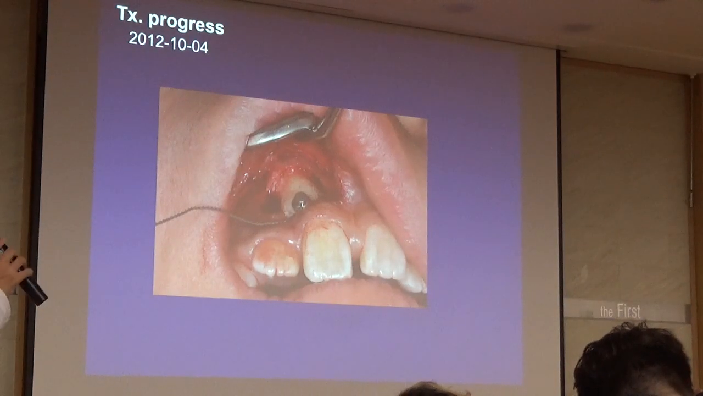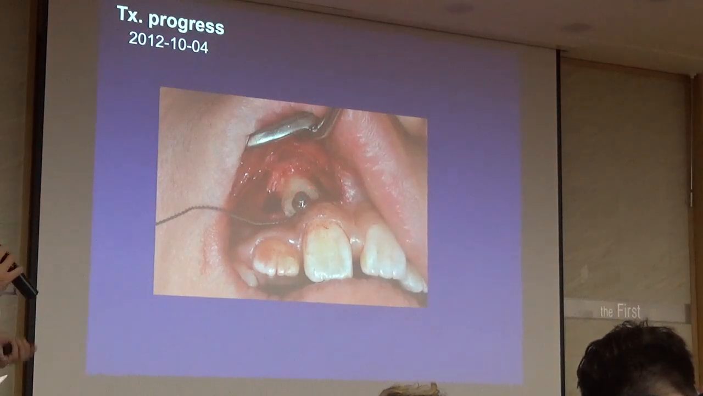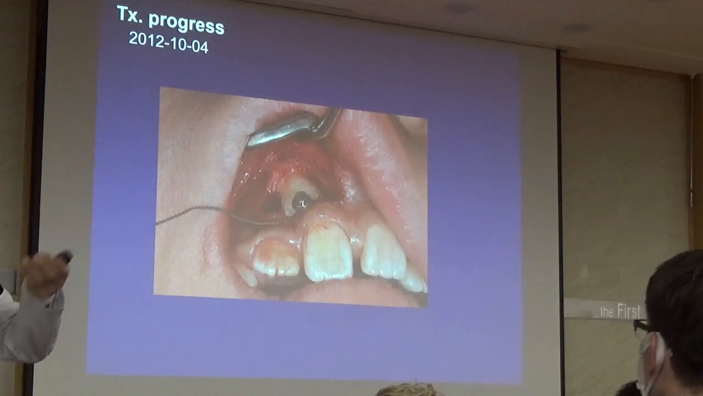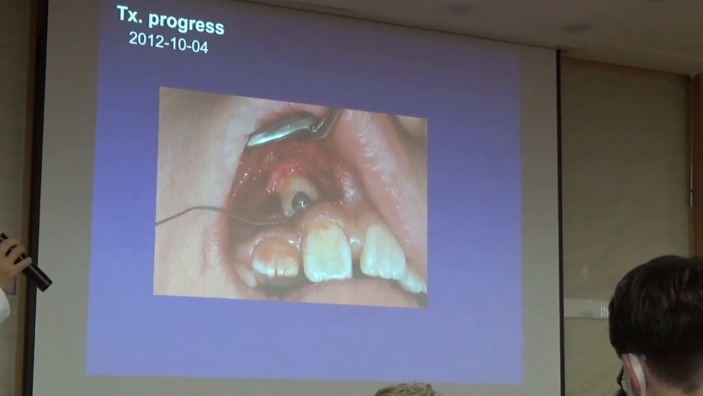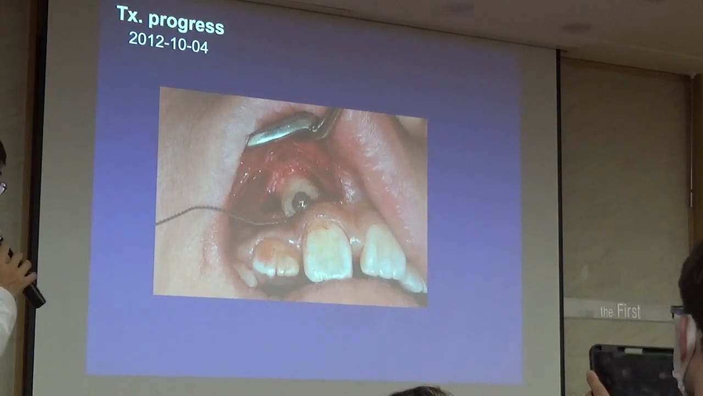We opened the site, and the canine was exactly bumping up against the apex of the central incisor. And as I told you, two-thirds of the root is already gone.